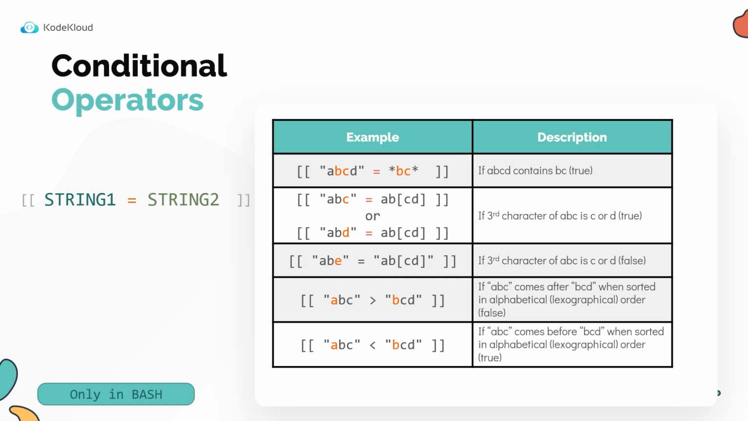So BCD would come after ABC. So ABC would have a position of 1 and BCD would have a position of 2 when they are sorted alphabetically. So 1 is not greater than 2, so this would return false. In this case, 1 is less than 2, so this would return true.